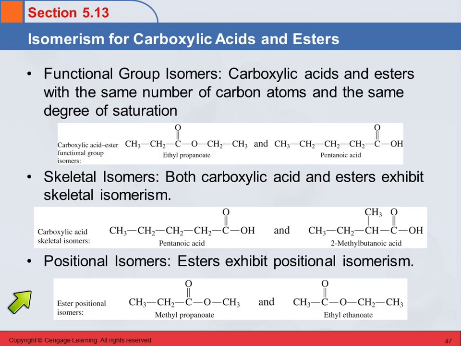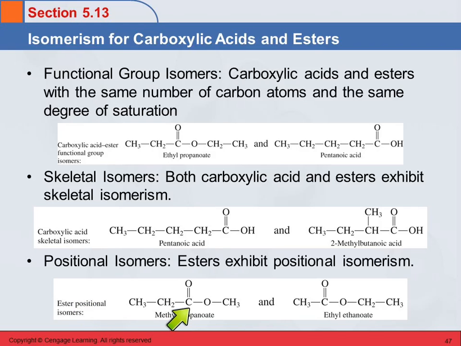And then we have positional isomers. Carboxylic acids don't have positional isomers because that carboxyl group has to be on the end, just like the aldehydes. The aldehydes don't have positional isomers. The aldehyde group is always on the end, but ketones can move around. Esters can also move around.